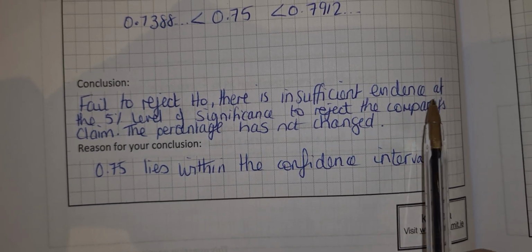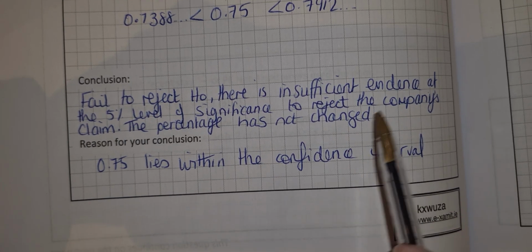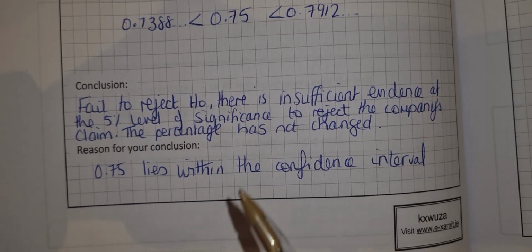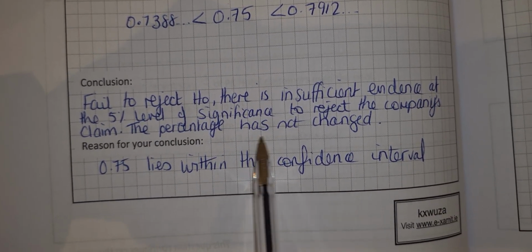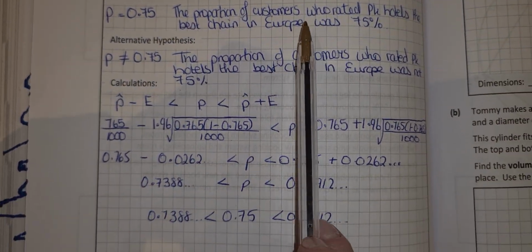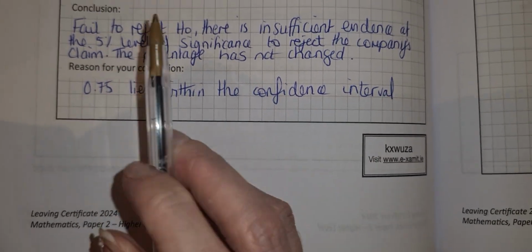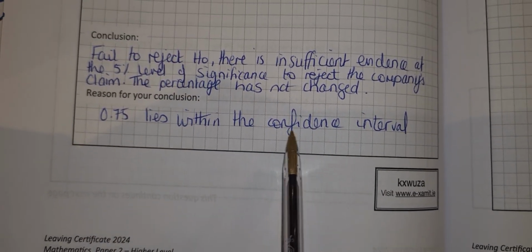There is insufficient evidence at the 5% level of significance to reject the company's claim. Therefore, we're accepting the company's claim. The percentage has not changed. So the percentage still remains at 75% as the best rated hotel chain in Europe. Reason for your choice, 0.75 lies within the confidence interval.